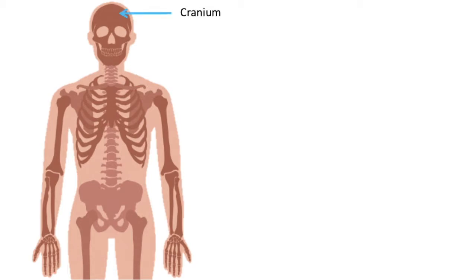The cranium is the skull that holds and protects the brain and eyes. It also supports the face and gives it a structure. The jawbone is known as the mandible. It contains teeth and helps us to move our mouth whilst talking, biting and eating.